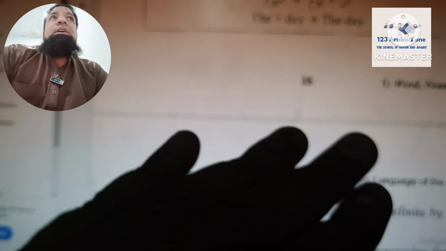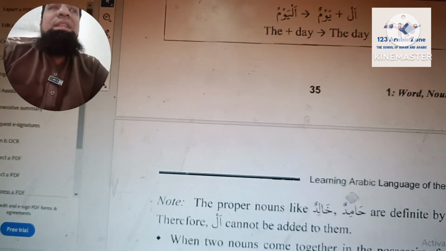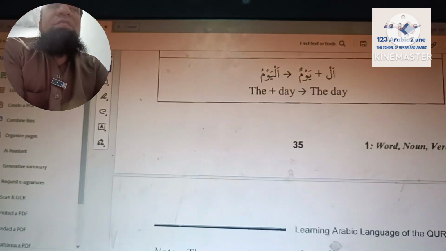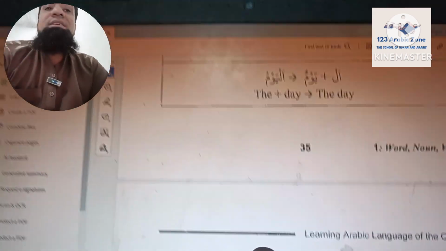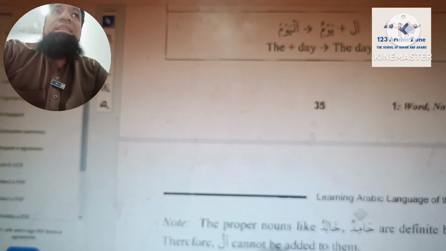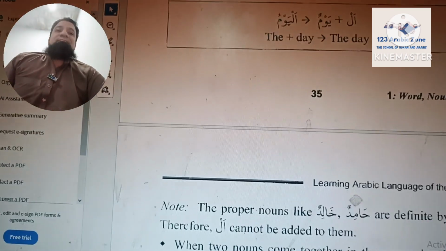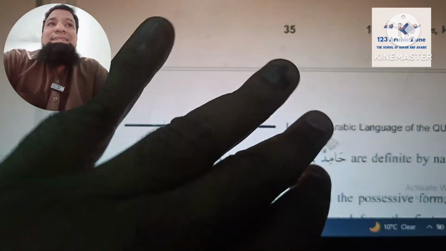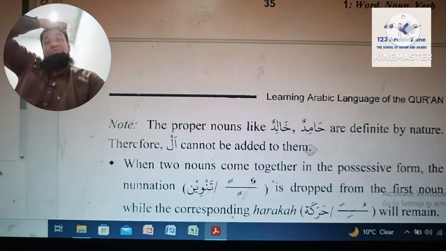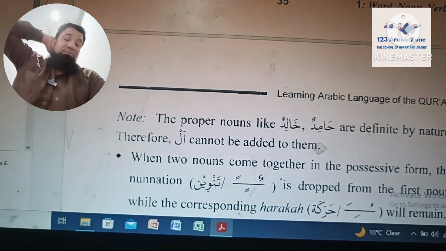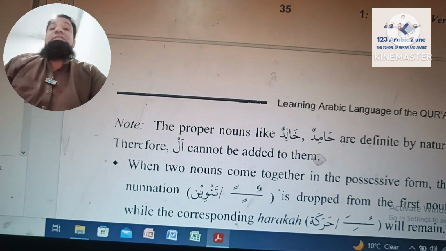We add al when we want to convert an indefinite noun to definite. But Hamidun is definite by nature, so we will not add al. Clear? You should also ask me questions in the comments, and I will answer you.